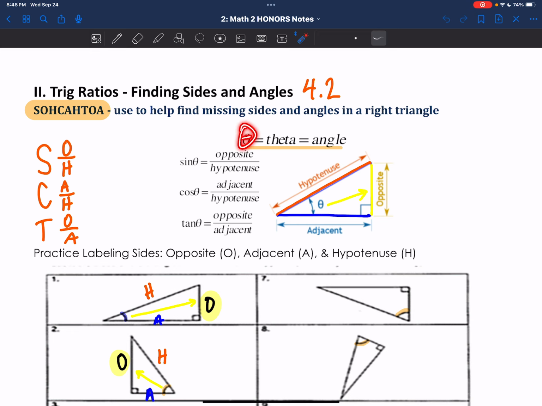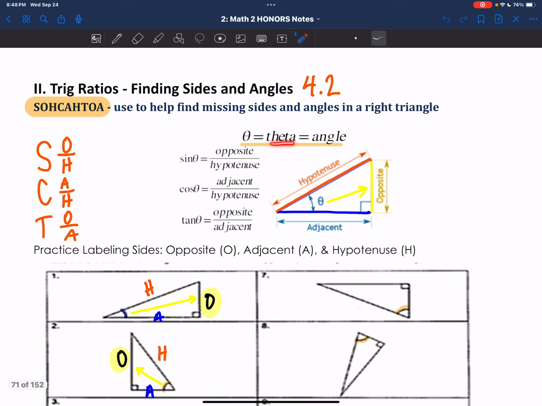First off, when you have this symbol, it's called theta. What we use theta for is whatever the angle is. So that's the Greek letter theta. And in a right triangle, there are some special parts to it. We all know the hypotenuse is the hypotenuse, but then we have two legs. Those legs have specific names depending on where the angle is.